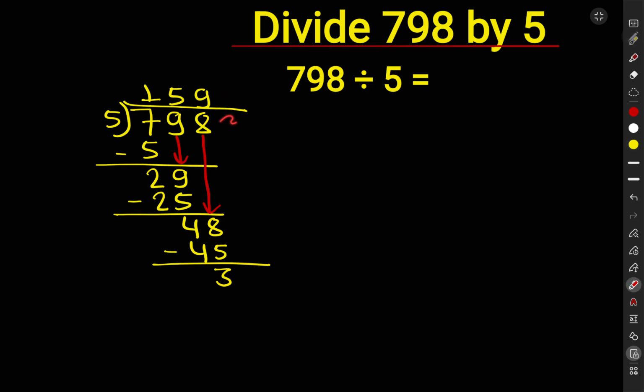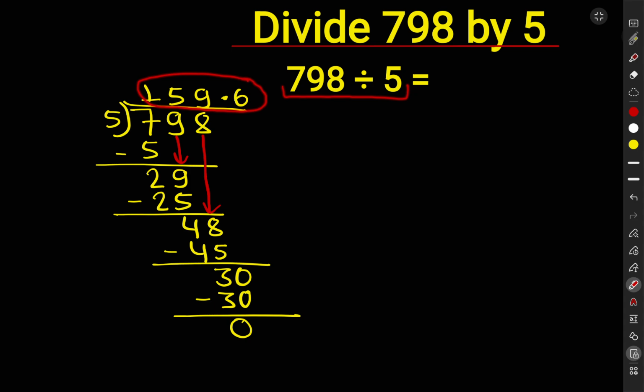So now we have no other number to put down. So we take here a decimal, so that we put 0. So it is 30 and 5 times 6 is 30. On subtracting we get 0. So 798 divided by 5 is 159.6.